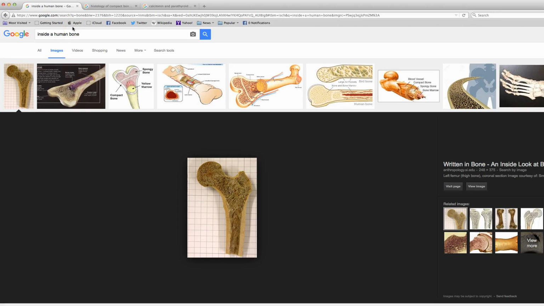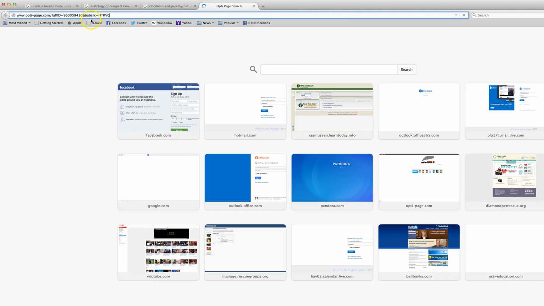As we move to the parts of a long bone, we have a few different sections of bone. So this is going to be the picture in your book on page 171. Oops, looks like the picture that I'm trying to find.